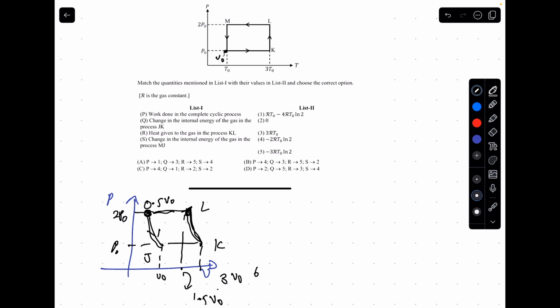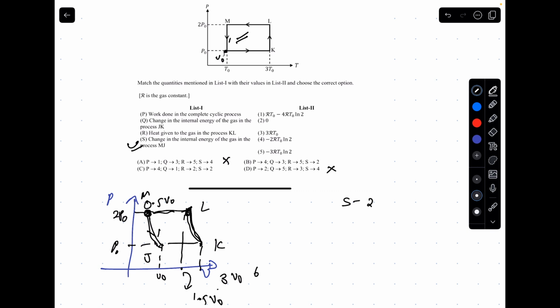Now I am starting with S, the change in the internal energy of the gas in the process M to J. So this is our M to J process, J K L M. If we look at this M to J, we know that the temperature is constant. If temperature is constant, then there won't be any change in the internal energy. It means S should be 2. So by this I can eliminate two options, the first and the fourth option.